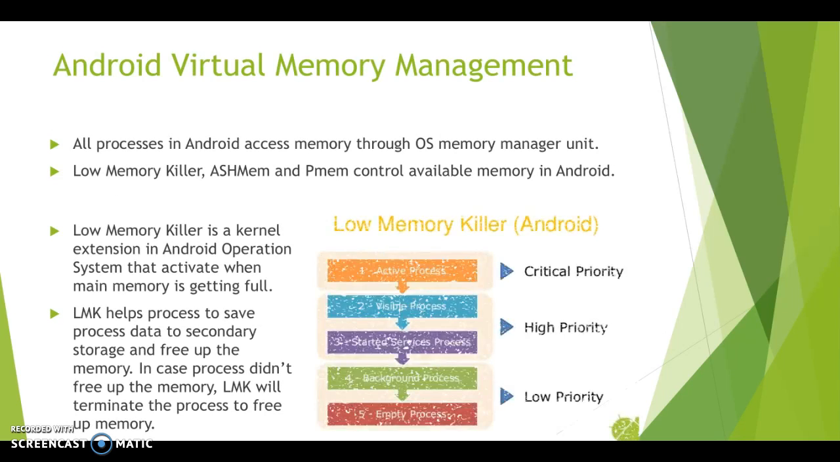All processes in Android access memory through OS memory management. Low memory killer, ASHMEM and PMEM control available memory in Android. Low memory killer is a kernel extension in the Android operating system that activates when main memory storage is getting full. LMK helps processes save their data to secondary storage and free up memory. If a process doesn't free up memory after LMK sends a signal, LMK will terminate the process to free up the memory.